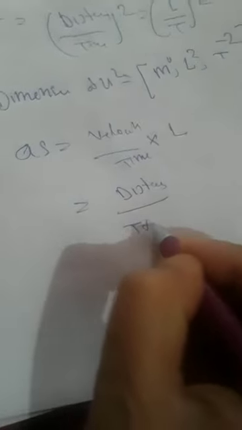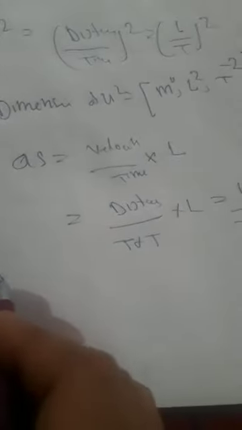Now we will take as, a and s. a means acceleration is velocity divided by time, into distance is L. Velocity is again distance divided by time, and one more time is in the denominator, into L, it becomes L square divided by T square. You know this, L square divided by T square. Dimensions of as is equal to M0 L2 T raised power minus 2.